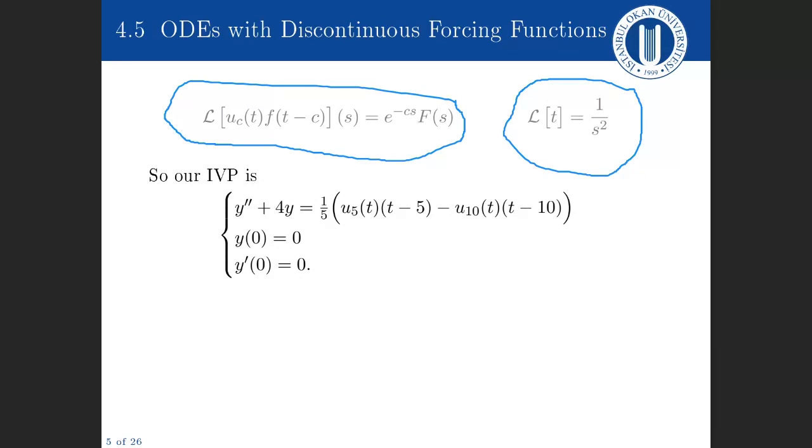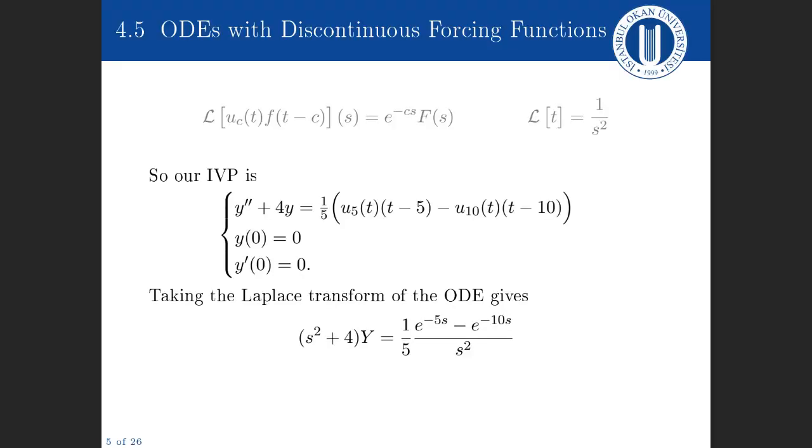And looking at our differential equation, we have the same number here, 5 and 5 in the first part, and in the second part we have 10 and 10. So we can use our shifting formula on each one of these components. So if we take the Laplace transform of our differential equation, putting in the initial value conditions as 0, I leave this for you to check, we get s squared plus 4 capital Y on the left, and on the right we get 1 over 5, e to the power minus 5s minus e to the power minus 10s, all divided by s squared. You should be able to do that by now.